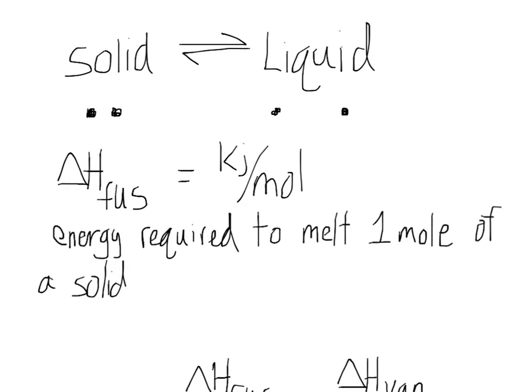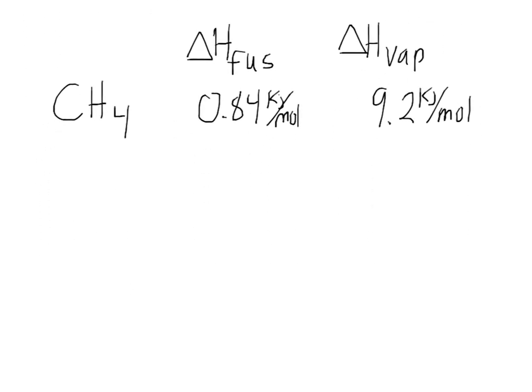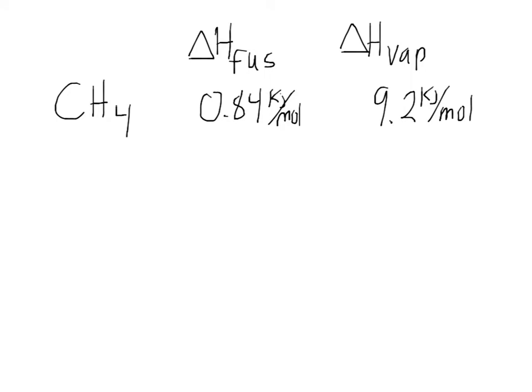So that brings us to this right here. Here I have a molecule, which is methane, and I have the enthalpy of fusion and the enthalpy of vaporization. The enthalpy of fusion is 0.84 kilojoules per mole, but the enthalpy of vaporization is 9.2 kilojoules per mole, which is a lot more than the enthalpy of fusion.